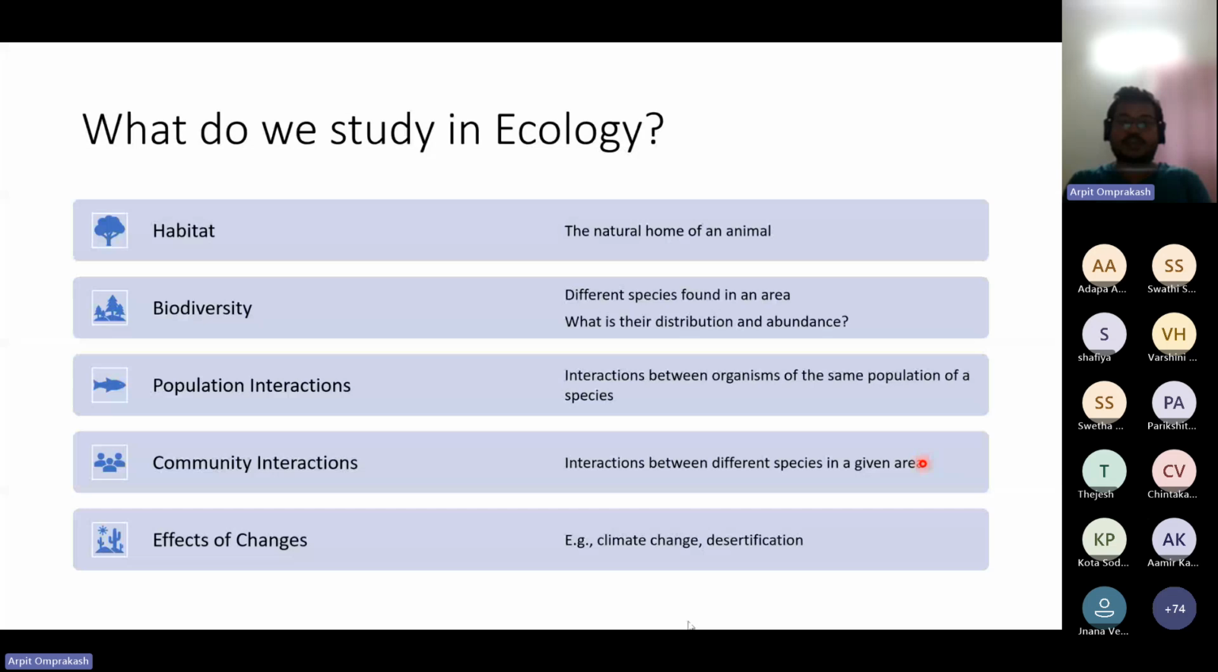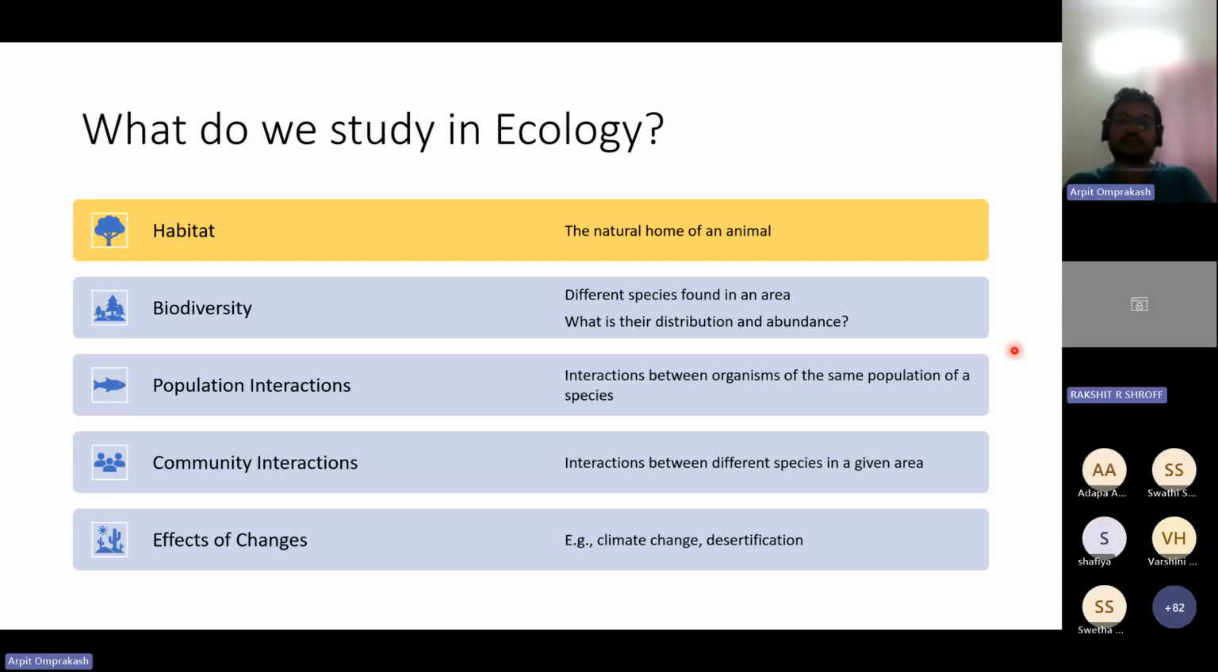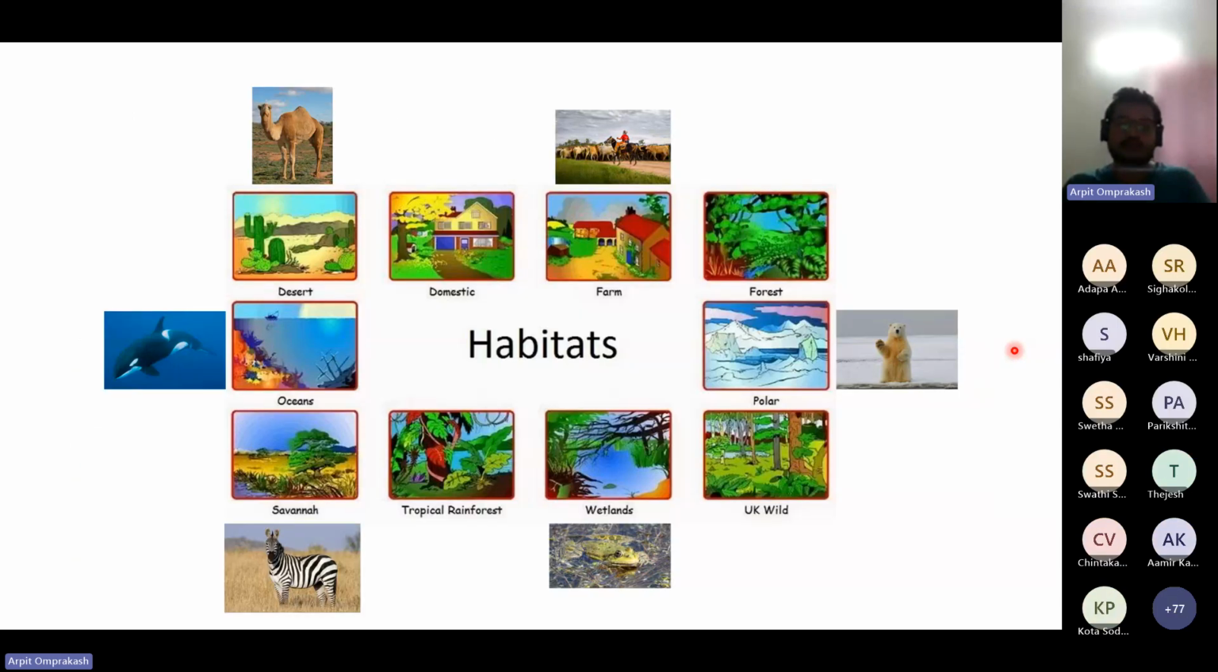First is habitat. So what is habitat? Habitat is basically the natural home of an animal. Let's say for example the langur: where does it live? It lives in the trees and forest. So that is basically the natural home, or the habitat, of that animal. Different animals have different habitats. For example, polar bears live in the poles or Arctic regions. Whales live in the oceans. Zebras live in savannas, and camels live in deserts, and so on. So we have a lot of different organisms or animals and even plants around us.